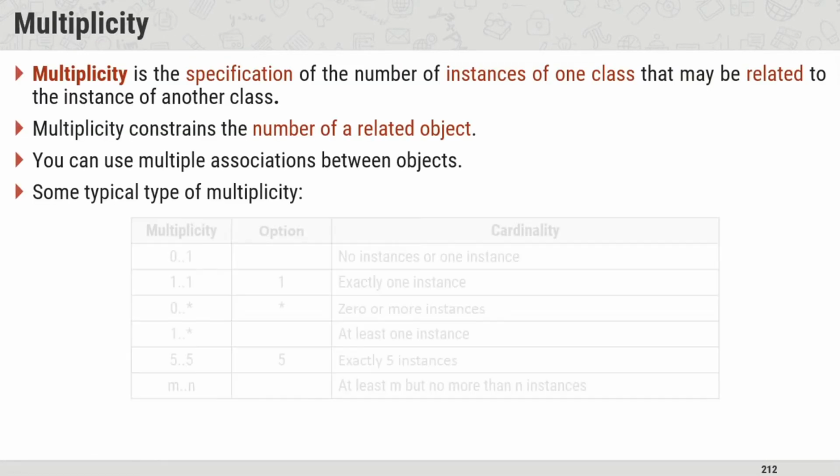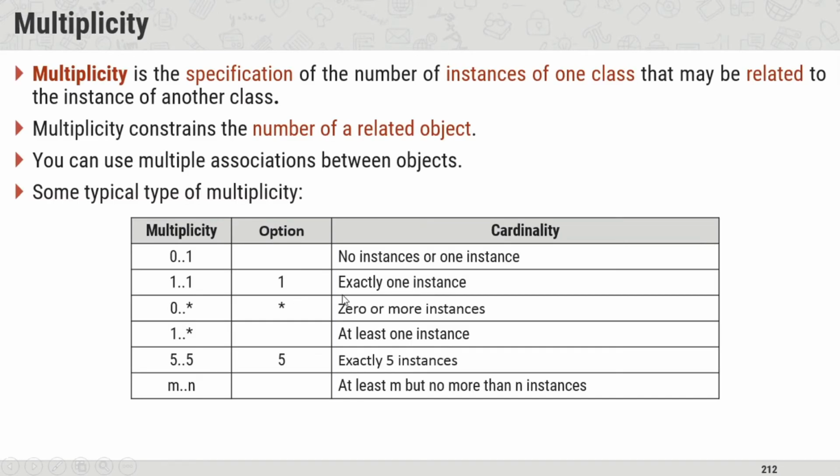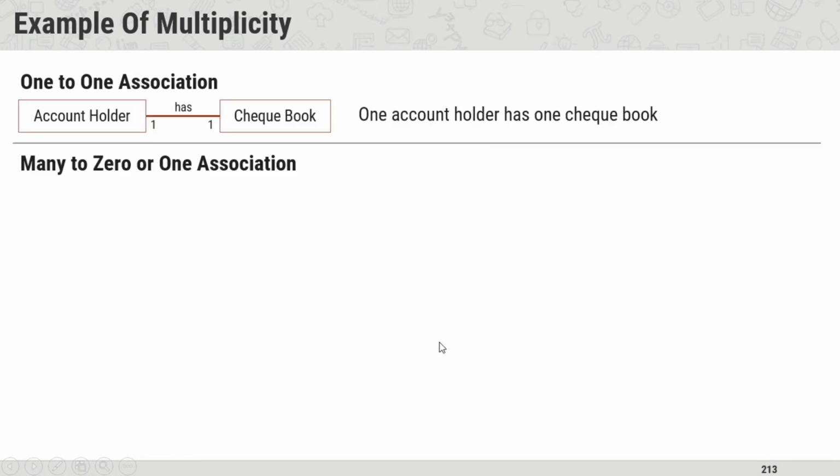Multiplicity. Multiplicity is the specification of the number of instances of one class that may be related to an instance of another class. Like we can say how many related objects there are. So there are different kinds of cardinality. There could be 0 to 1, no or one instance. Exactly one instance. 0 or more instances. One or more instances, exactly 5 instances, at least m but not more than n instances. So this denotes your multiplicity.